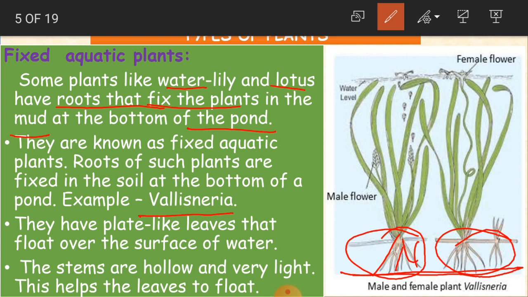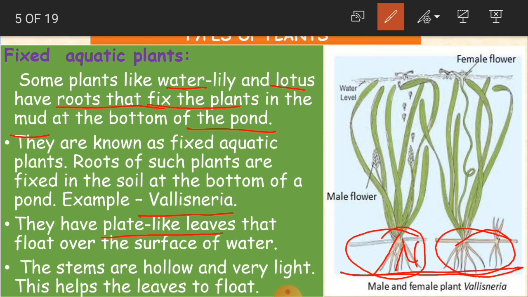Okay, and they have plate-like leaves. How are the leaves, children? How are the leaves of this plant? Like plate-like leaves. Plate in the sense what? Like it's a flat area. No, it's flat. Like the leaves are flat, maybe in a round shape.